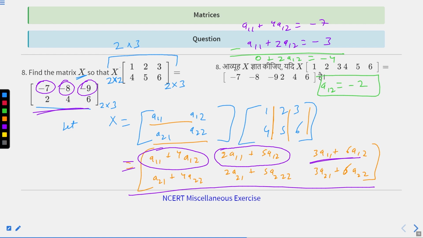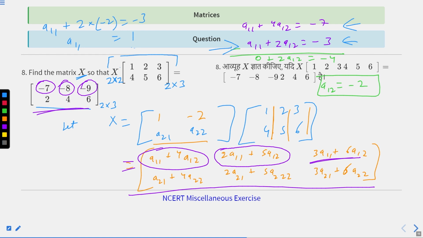Now put the a12 entry into any of these equations. I will be using this equation: a11 plus 2 times minus 2 is equal to minus 3. So a11 minus 4 is equal to minus 3. Taking the minus 4 to the right hand side, this becomes 1. So a11 is just 1. Let me replace things: a11 is 1, a12 is minus 2.